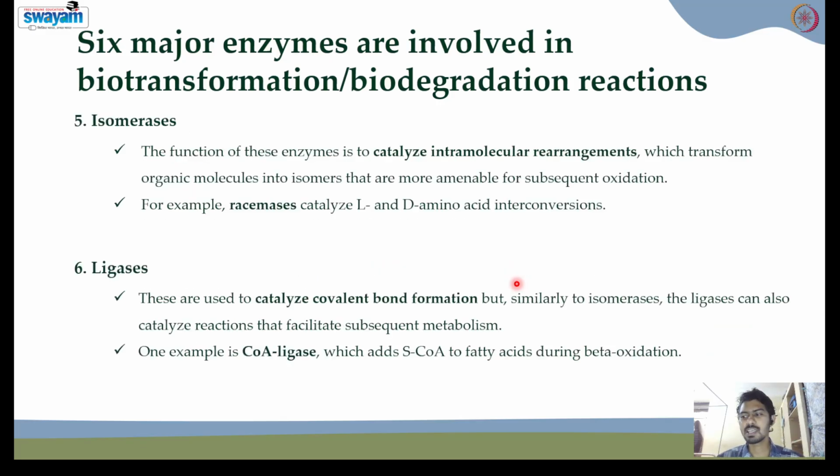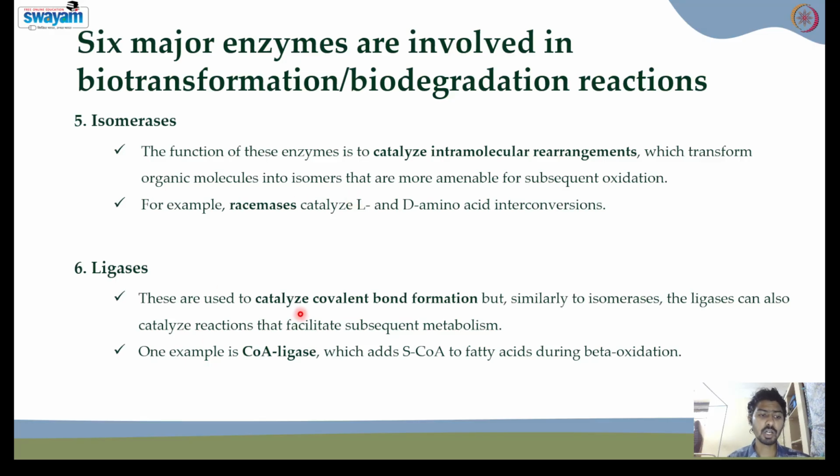And the fifth class of enzyme is isomerase. Isomerase acts as a molecular rearranger. So it rearranges the structure of the organic molecule. Here they don't add or remove anything. Instead, they rearrange the molecules internally to create isomers. So they rearrange the structure of the organic molecule and form a new structure of the same molecular size. For example, the racemase enzyme, which helps in catalyzing L to D or D to L amino acid interconversion.